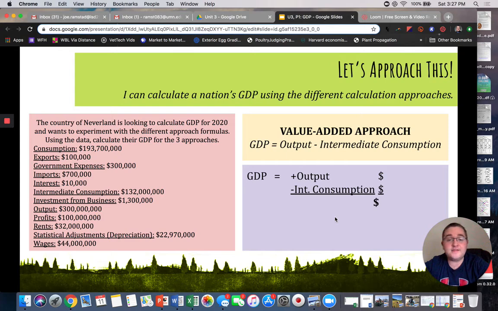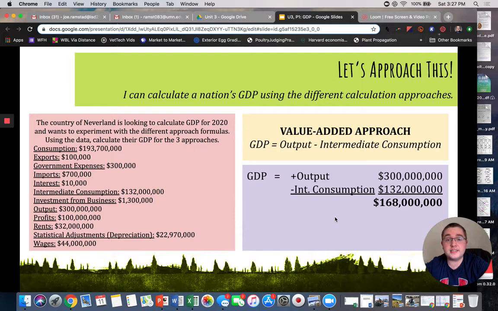And lastly, the value-added approach is a little bit simpler of an account to calculate. Our output minus our intermediate consumption, that's going to give us $168 million.